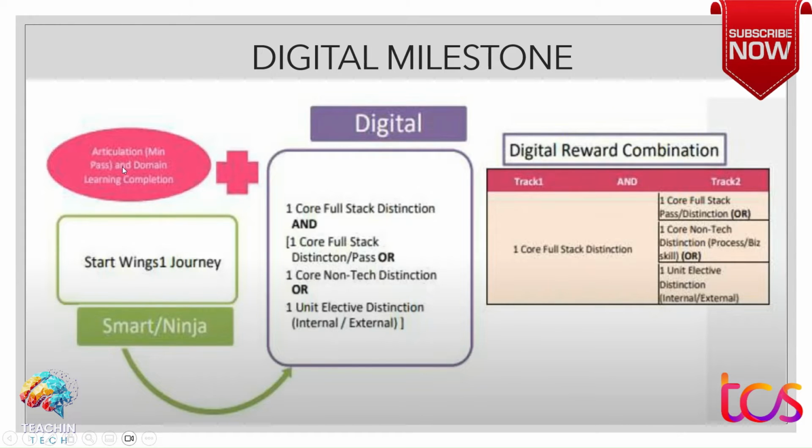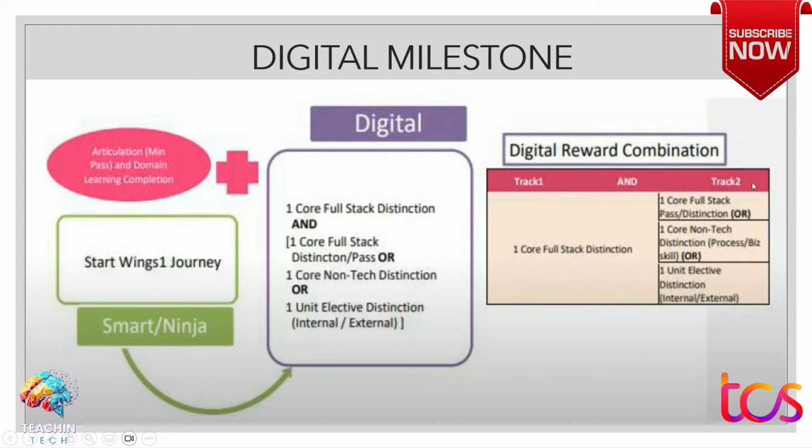The prerequisite is that they should be an associate who is a ninja candidate. He should have finished this prerequisite. This is a kind of track. First he should finish domain learning completion and also articulation with minimum pass. He should either pass or get distinction. After that, there are only two tracks for becoming a digital associate, whereas for becoming an innovator, we have five tracks.